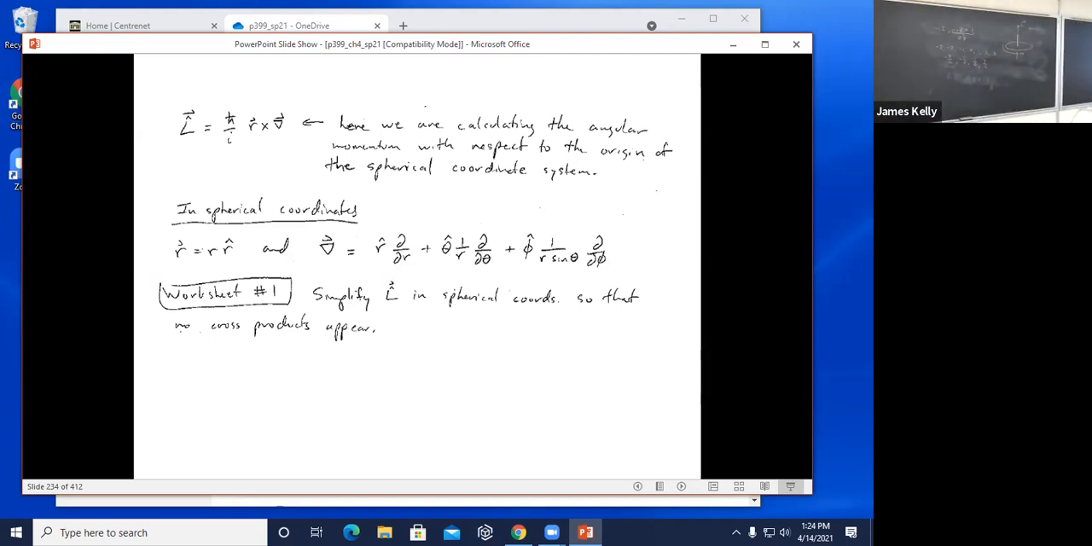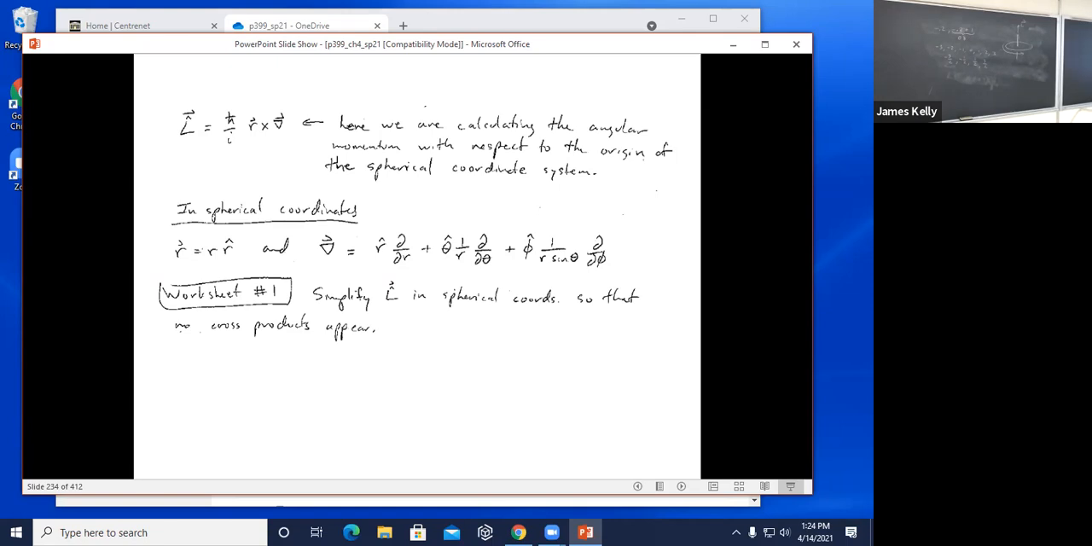And what I want you to do is calculate h bar over i times r cross del. You have to take the cross product between these two expressions. And the cross product is really concerned about how the vectors operate on the vectors. So you're going to get an r hat cross r hat thing in the first term, an r hat cross theta hat in the second term.